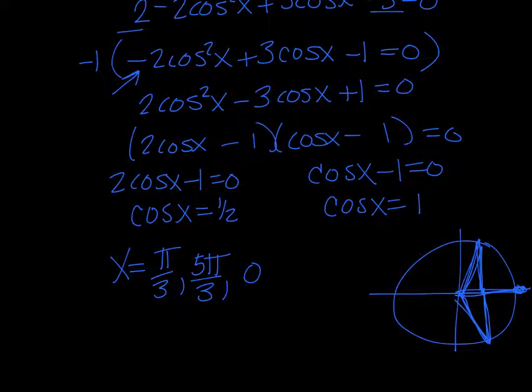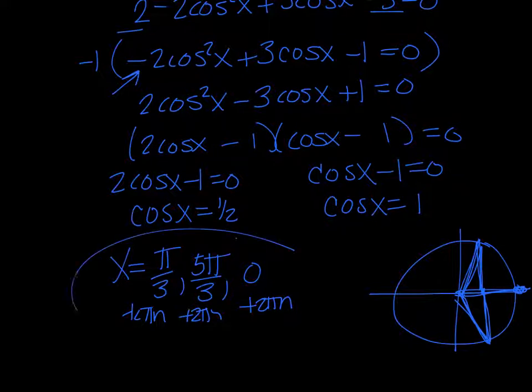And so there are your 3 answers. And if it says in general, then we have to make sure to do the plus 2 pi n for each of them. All right, and there you go. This is solving equations, so good luck.